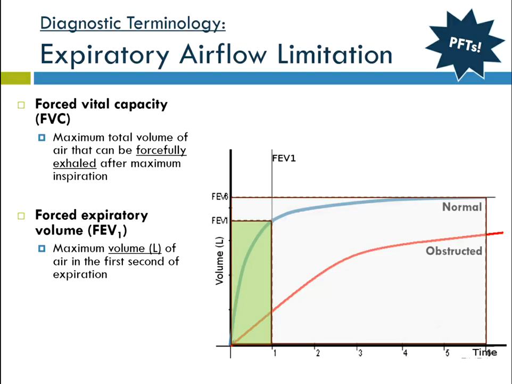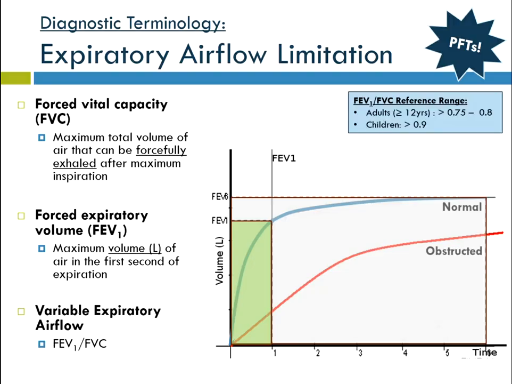So what was the ratio that we gave before? FEV1 over FVC. So how much air can you breathe out in the first second, divided by all the air you can breathe out. Whatever that percentage is, should be greater than 0.75 or more. Make sense? Alright. So the variable expiratory airflow is the FEV1 over FVC. A little over all of it.